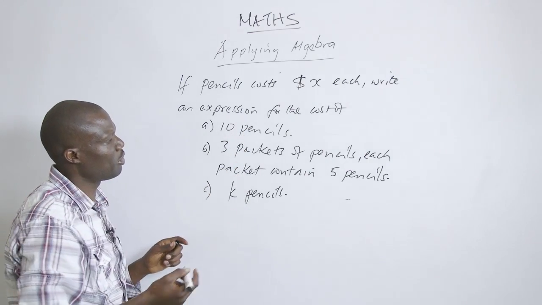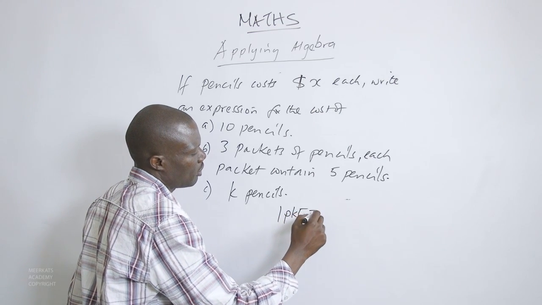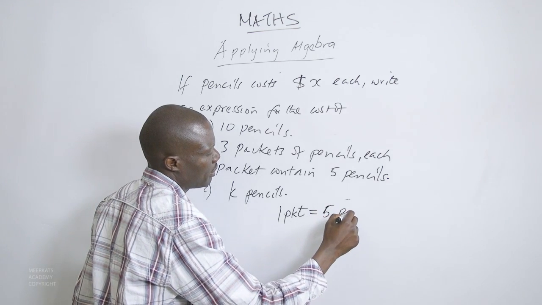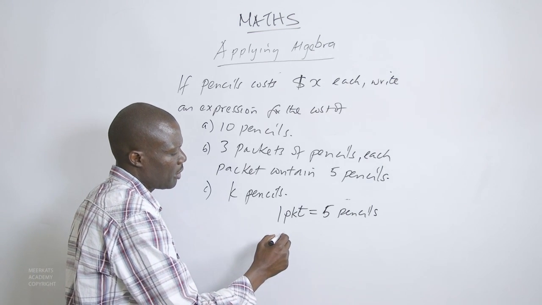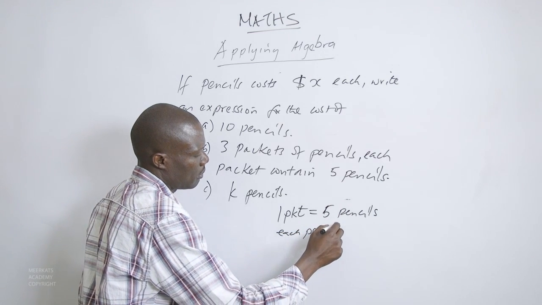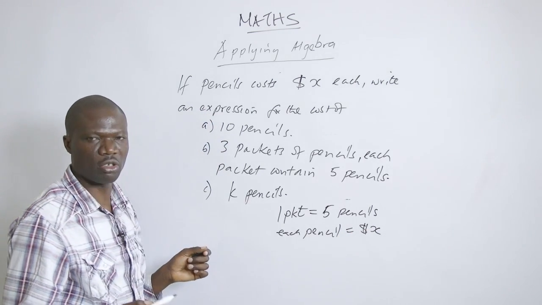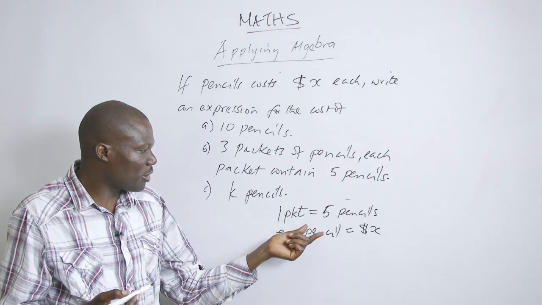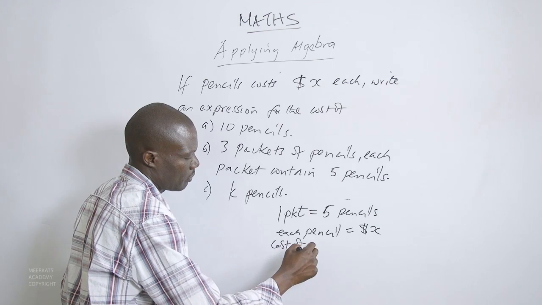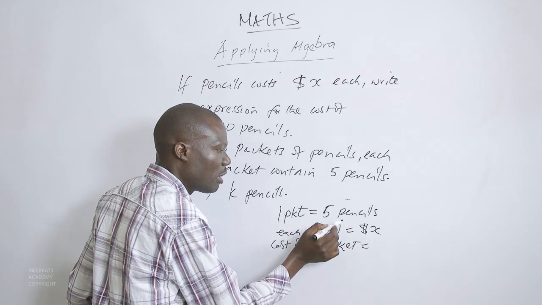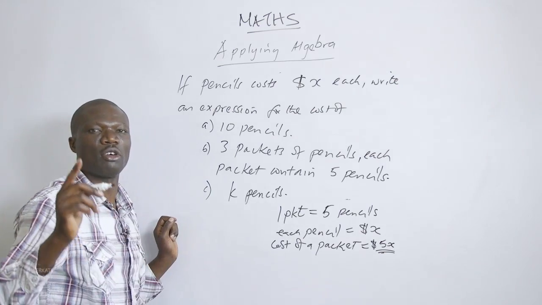So to approach this question about the 3 packets of pencils, we shall first find that 1 packet contains 5 pencils. And each pencil costs x dollars. Therefore, 1 packet will cost 5 multiplied by x. So the cost of a packet will be 5 multiplied by x, which is 5x dollars. That is the cost of 1 packet.